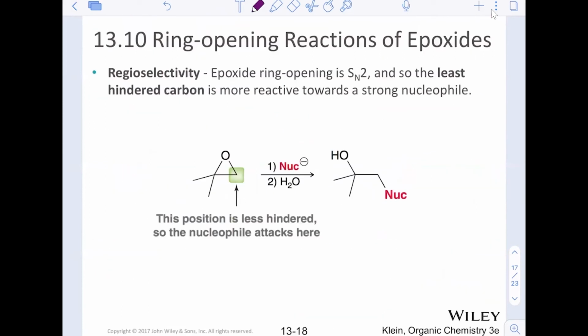Now that regioselectivity, again, let's just get a specific example here. Because we have a reactive nucleophile and we are doing an SN2 reaction, we will choose methyl groups, we will choose primaries, all over secondaries or tertiaries. So we see that nucleophile is going to attack the less substituted position and ring open. So that's where we get the nucleophile to add. Typical SN2 reaction.